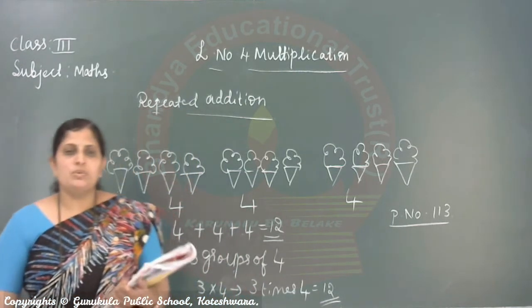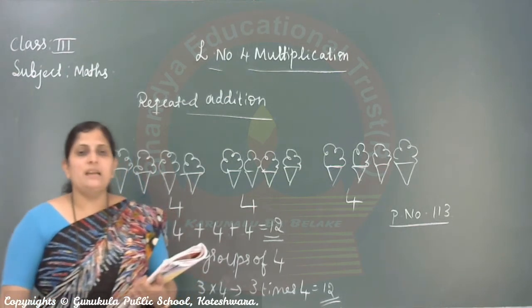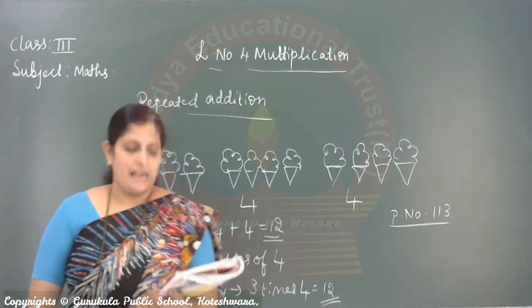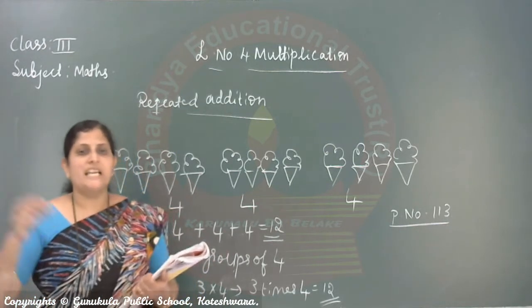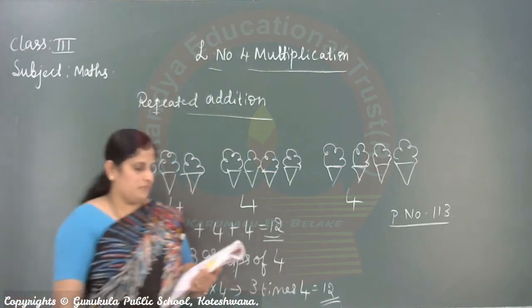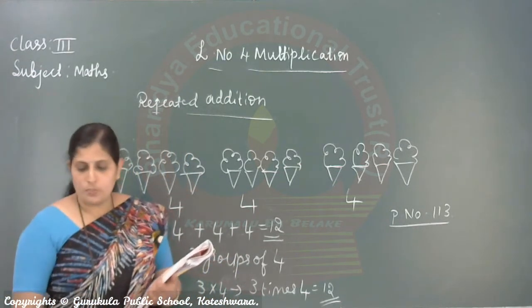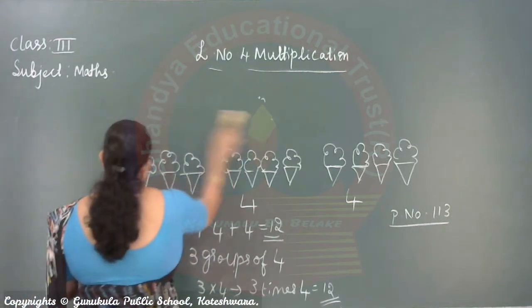Next, 2 plus 2 plus 2 plus 2 plus 2 plus 2. How many times is 2 given? 6 times 2. Correct? 6 times 2. In this way, you find out the third one and fourth one. Tick and write it in the blank there. Okay? Now next, fill in exercise 4.1. We can go through exercise 4.1.